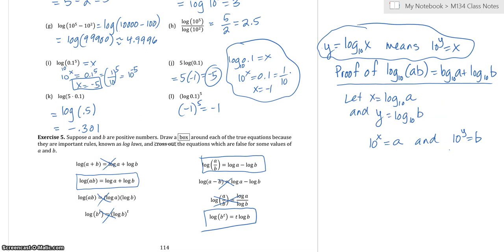Now I'm going to multiply them. When I multiply A times B, I notice I can add those exponents. Now I can get it out of exponents by just going backwards with this. Log of 10, AB equals the exponent, and voila.